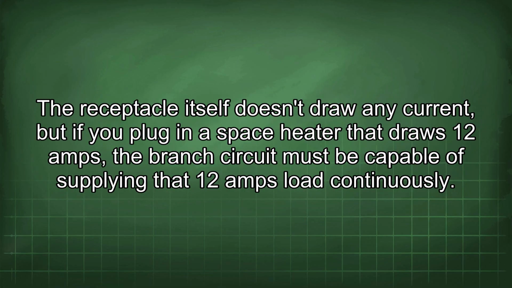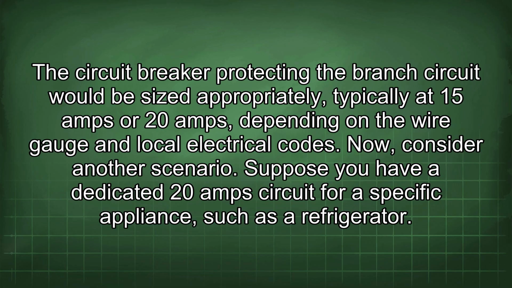The receptacle itself doesn't draw any current, but if you plug in a space heater that draws 12 amps, the branch circuit must be capable of supplying that 12 amps load continuously. The circuit breaker protecting the branch circuit would be sized appropriately, typically at 15 amps or 20 amps, depending on the wire gauge and local electrical codes.